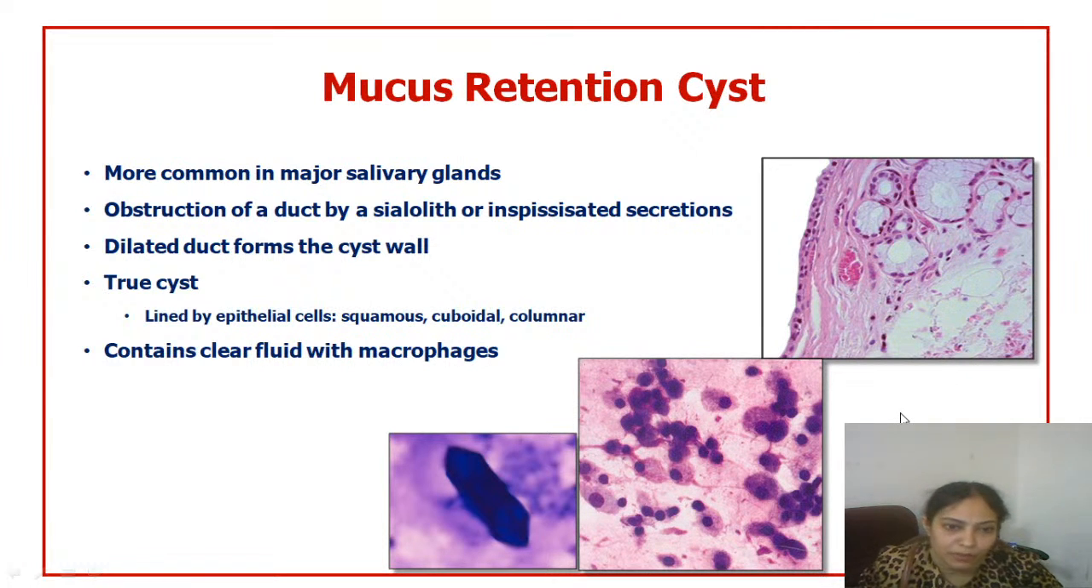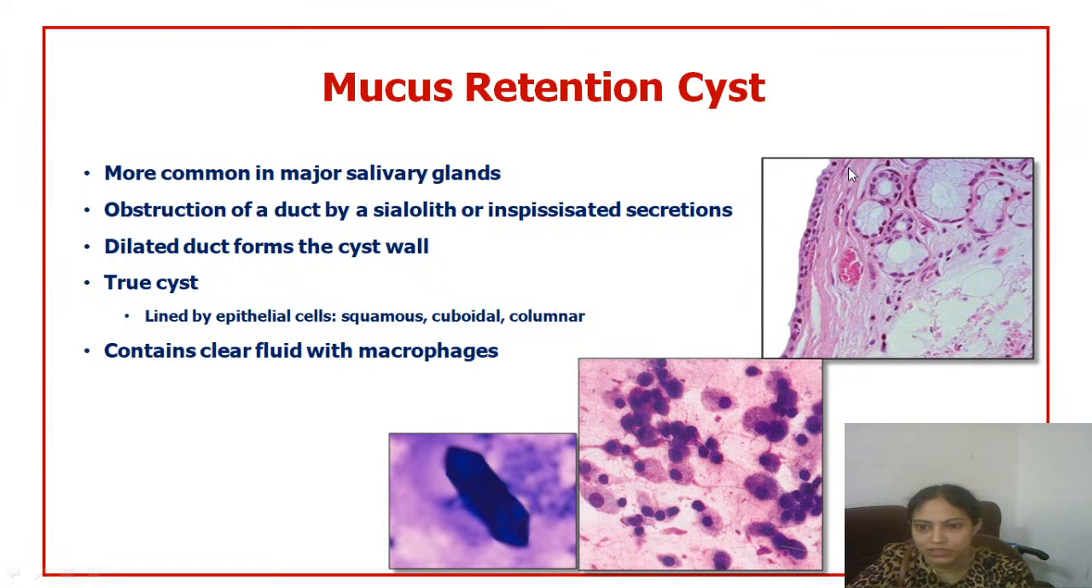The differential diagnosis of a mucocele is a mucus retention cyst. This occurs more commonly in the major salivary glands and not in minor salivary glands. This occurs by obstruction of the duct by a sialolith or by any thick inspissated secretions. And because of obstruction of the duct, the portion proximal to it gets dilated, and the mucus accumulates within the lumen of the duct. So the dilated duct is actually what forms the cyst wall, which is why this cyst has an epithelial lining, unlike the mucocele, which does not.